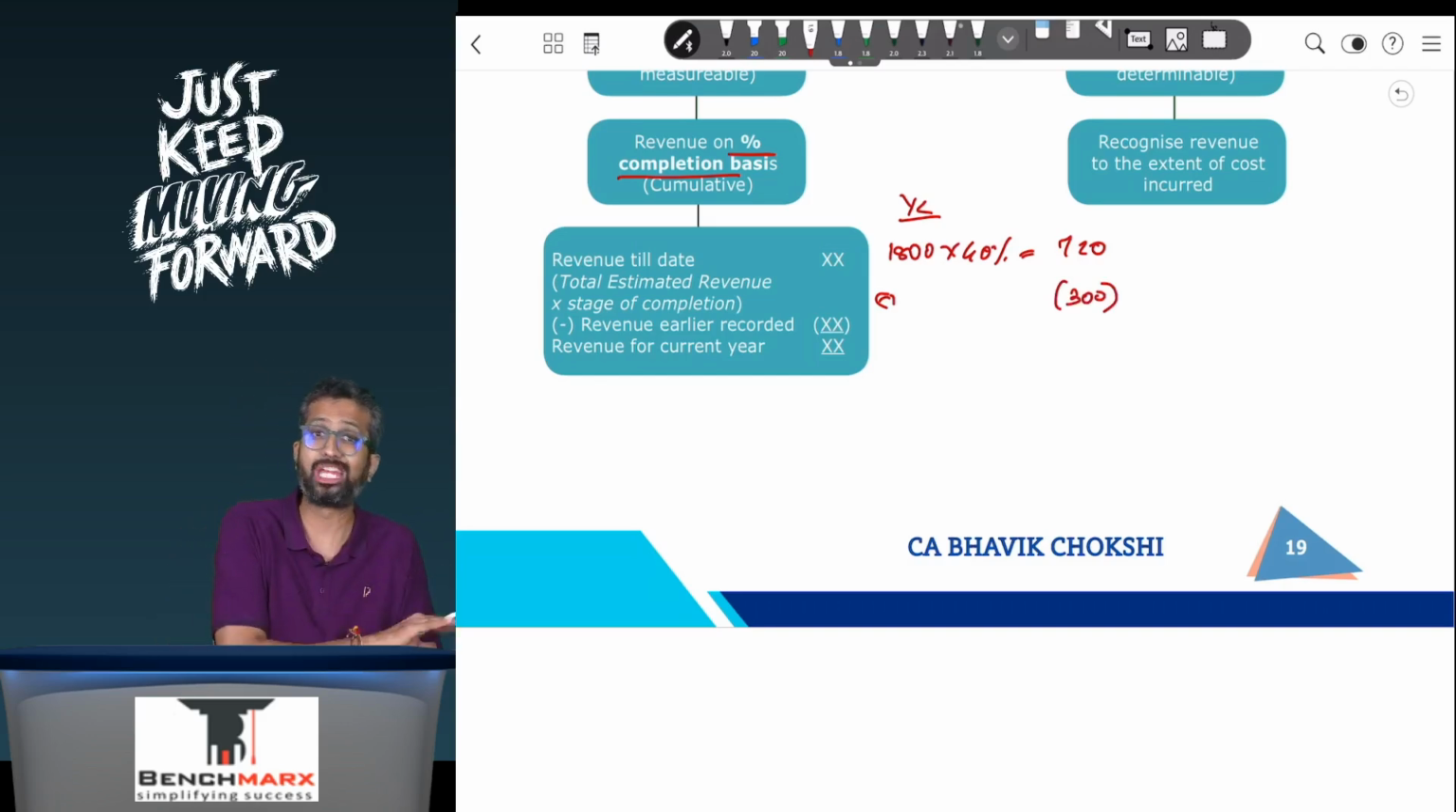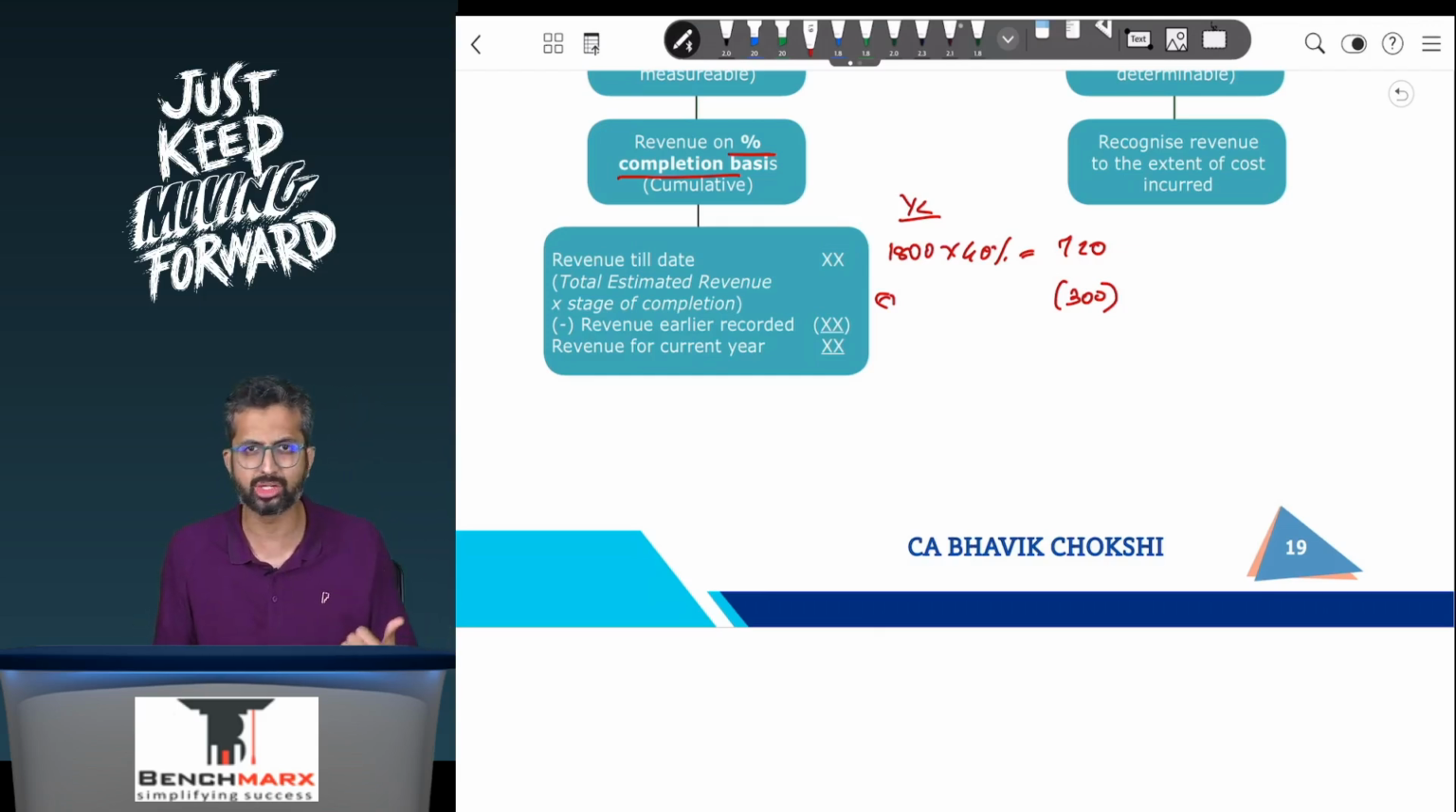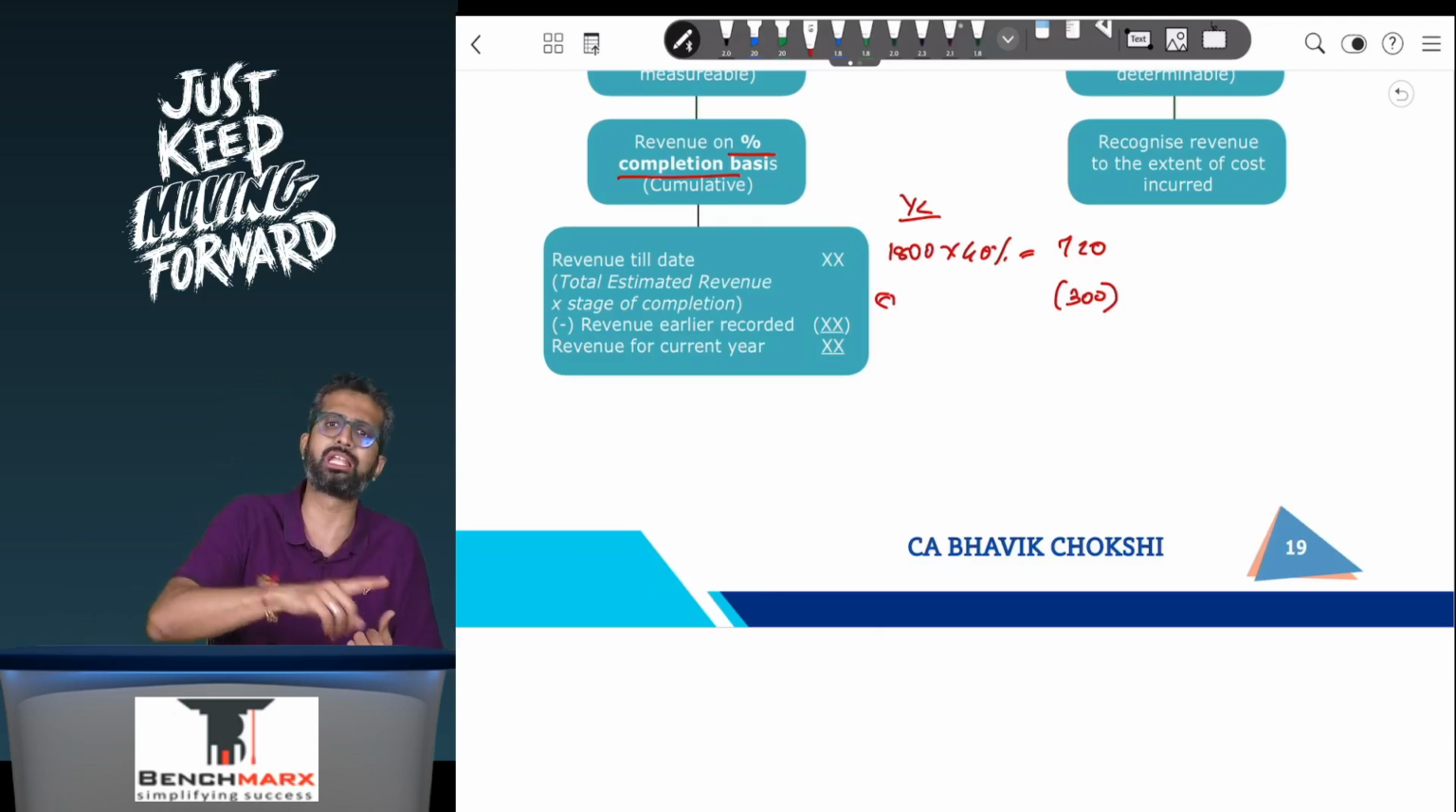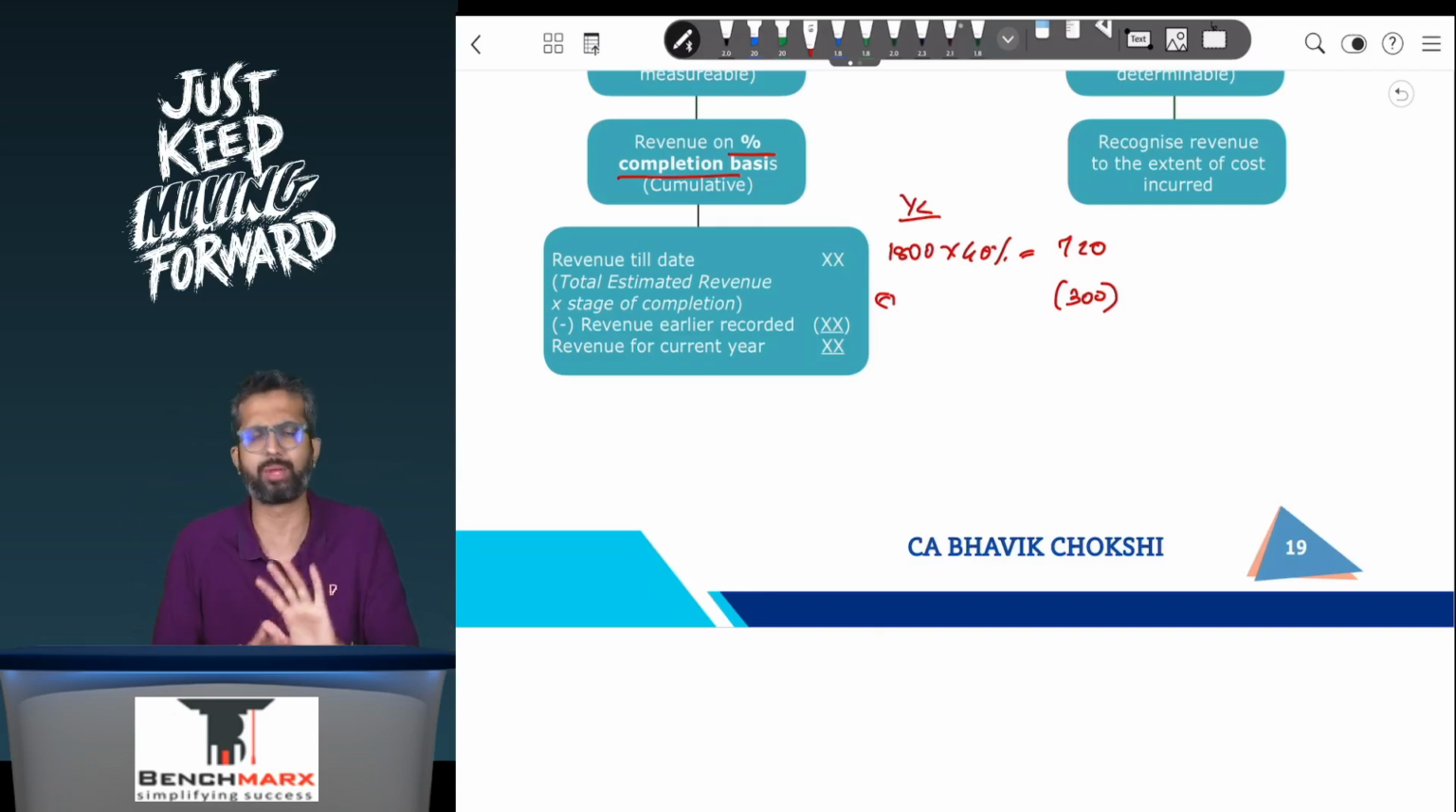Will I go back and change the last year's revenue recorded? No. You cannot do that, because this is not a change in accounting policy and hence cannot be retrospectively restated. Further, it is not even a prior period item. There is no error on your part. These are estimates, and estimates are judgments and they can very well change. You cannot say that in the last year you did a clerical or mathematical mistake.